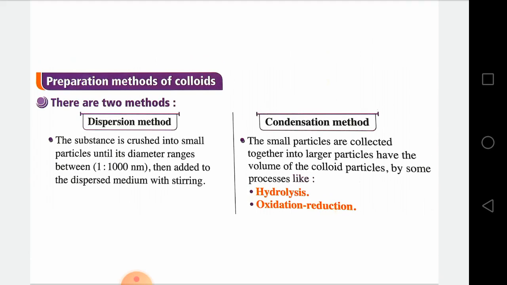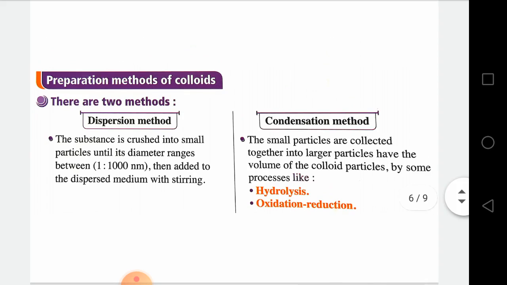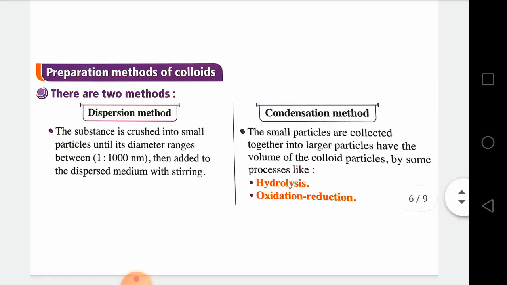In the dispersion method, the substance is crushed into small particles until its diameter ranges between 1 to 1000 nanometers, then added to the dispersion medium with stirring. While in the condensation method, small particles are collected together into larger particles, with the size of colloidal particles ranging from 1 to 1000 nanometers. How is this done? By some processes like hydrolysis or oxidation-reduction.